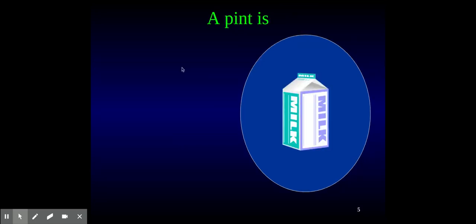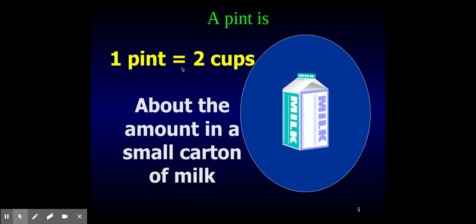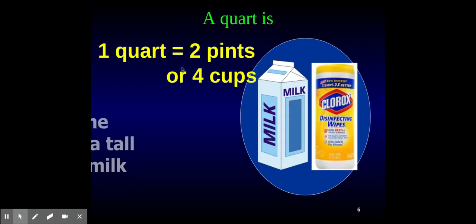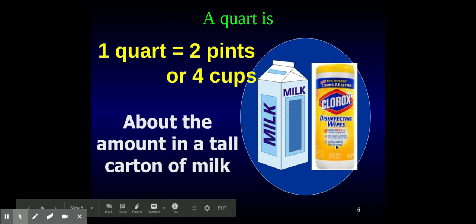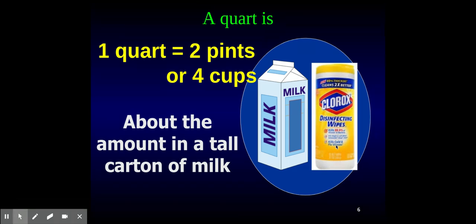A pint, like we said, is the next size. 1 pint equals 2 cups or 16 ounces also. And that's about the size of a small carton of milk like you would get at lunchtime in the cafeteria. So a pint is 2 cups. A quart is 2 pints or 4 cups. And that's about the size of a taller milk carton, or you could also think about the size of a Clorox wipe container, that's also about the size of a quart. So 1 quart is equal to 2 pints or 4 cups.